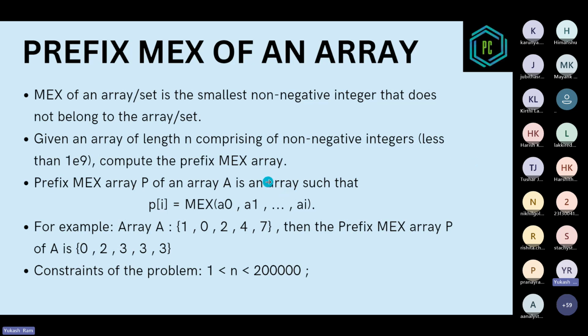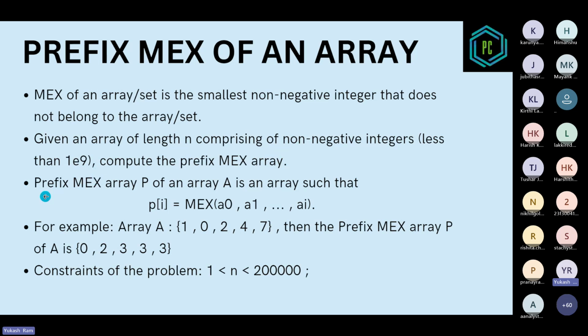There's one application of set I want to discuss, which is the prefix mex of an array. Mex might be a new term for most of you. The mex of an array or set is the smallest non-negative integer that does not belong to the array or set. The problem is: given an array of length n comprising non-negative integers, with values less than 1e9, 10 power 9, we want to compute the prefix mex of the array.